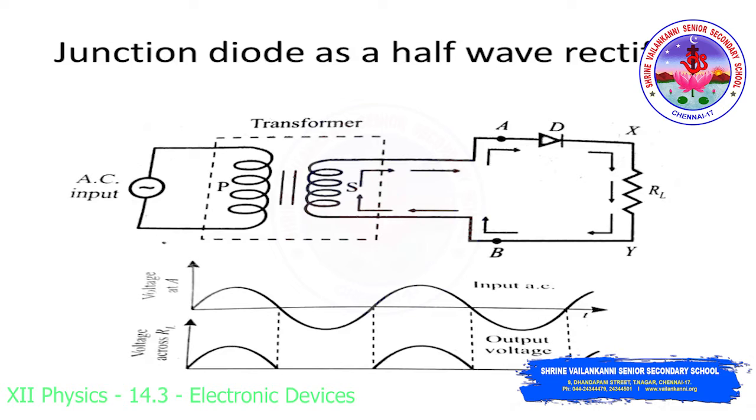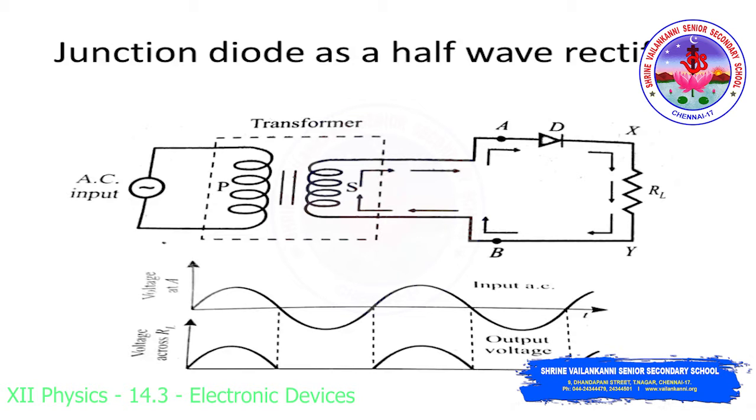The primary coil of the transformer is connected to the AC mains, and the secondary coil is connected in series with the junction diode and the load RL. Suppose an AC supply is supplied to the primary circuit. What will happen at the secondary of the transformer? It supplies the desired alternating voltage across A to B, and during the positive half cycle of AC, the end A is positive and the end B is negative.